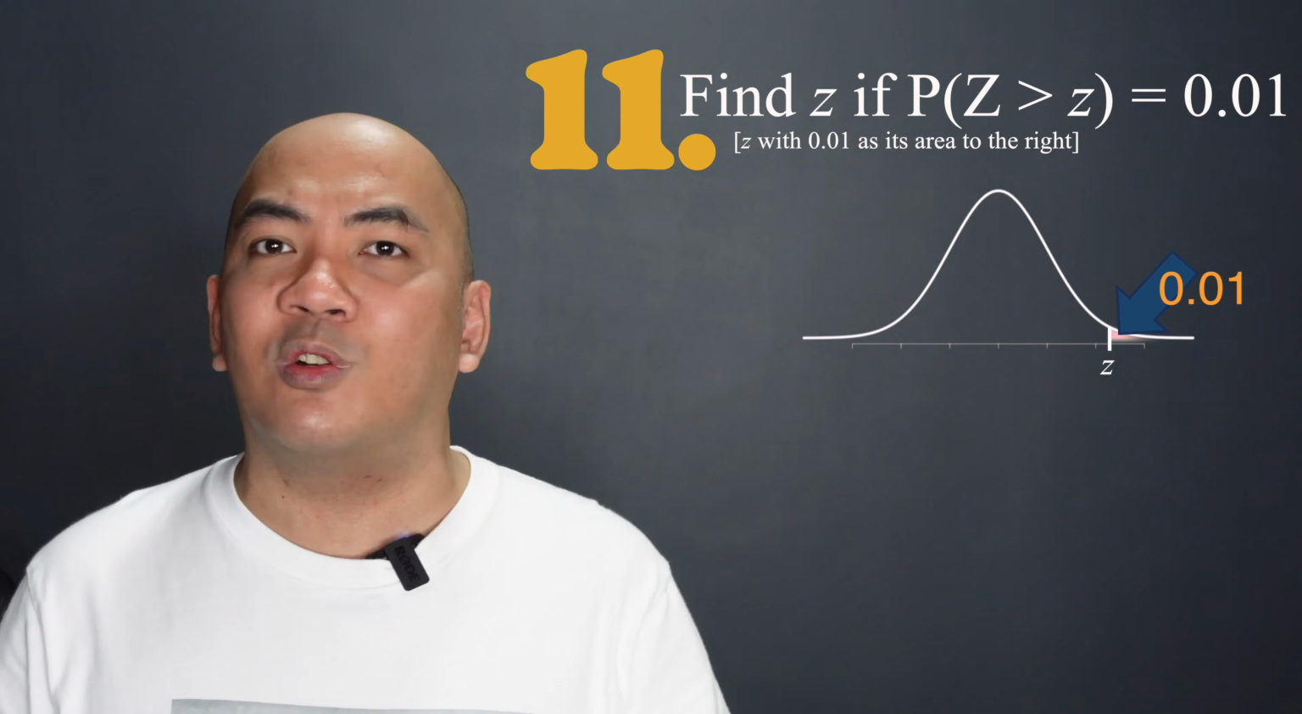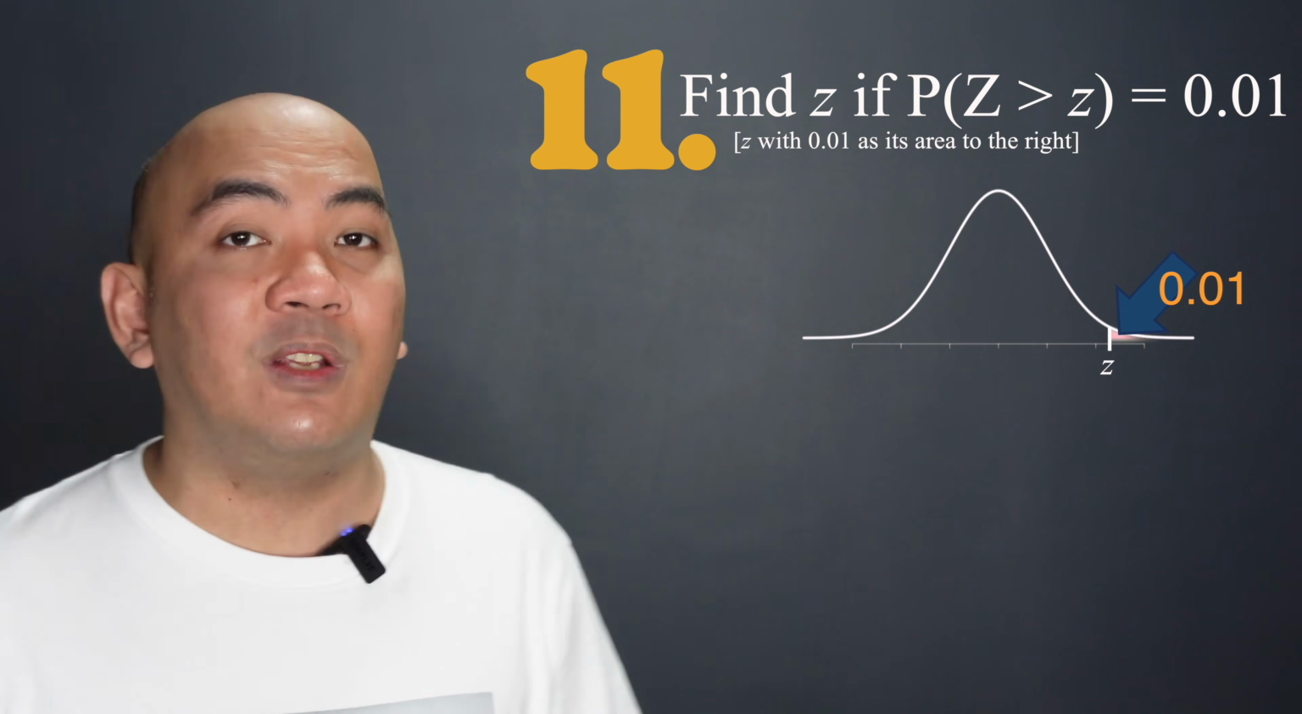Now, if the given probability is about greater than, which is represented by an area to the right side of the distribution from our particular value of z, let's say the probability of z to be greater than small z is 0.01, which is represented in this figure.